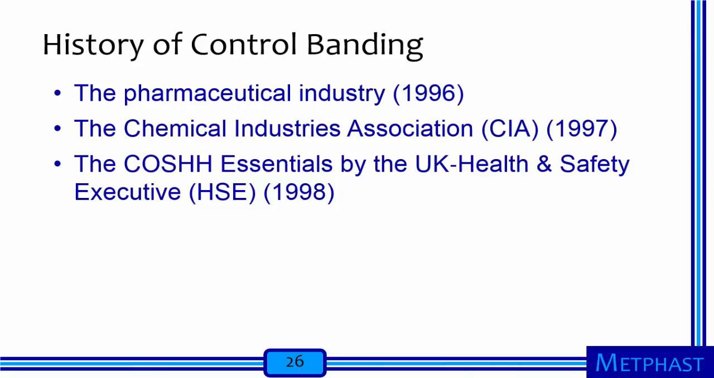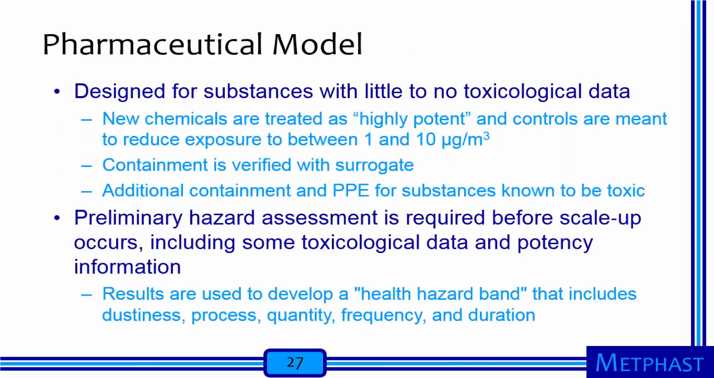In 1998, the UK Health and Safety Executive developed the COSHH Essentials, where COSHH stands for Control of Substances Hazardous to Human Health. This was a generic online risk assessment that incorporated ways to predict exposure. The approach by the pharmaceutical industry was designed for substances with little to no toxicological data. New chemicals are treated as highly potent, and controls are meant to reduce exposure to between 1 and 10 micrograms per cubic meter.